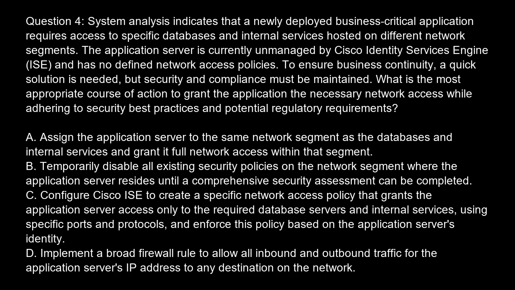Option C. Configure Cisco ISE to create a specific network access policy that grants the application server access only to the required database servers and internal services, using specific ports and protocols, and enforce this policy based on the application server's identity. Option D. Implement a broad firewall rule to allow all inbound and outbound traffic for the application server's IP address to any destination on the network.